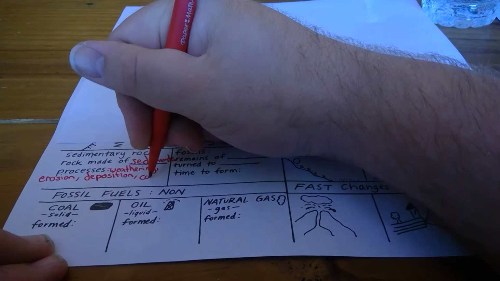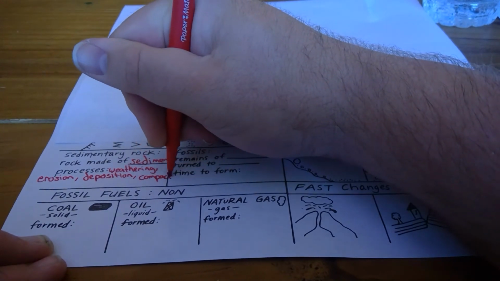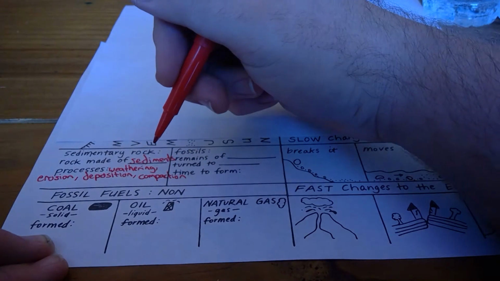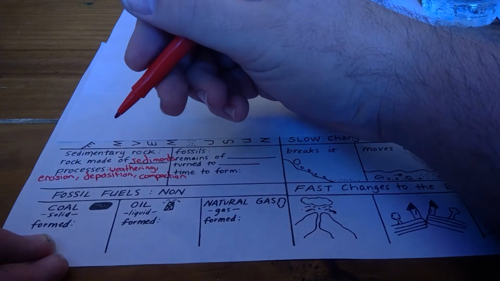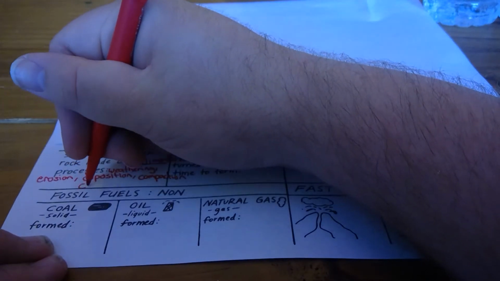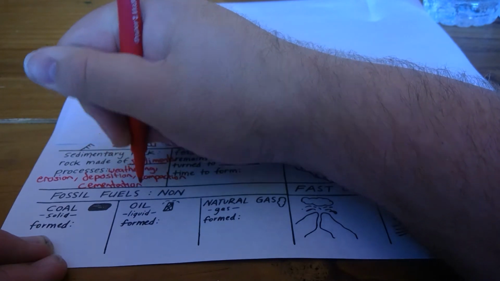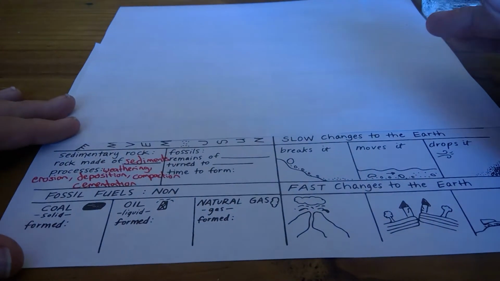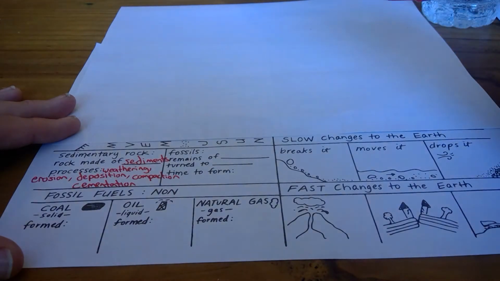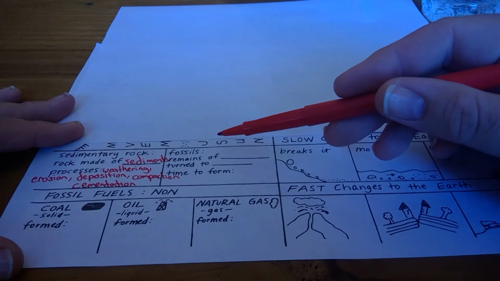We get different layers. We get a compaction. The weight on top of each other starts to compact these different materials. And finally, we get cementation. Cementation. So here we have, that's how we have the sedimentary rocks.